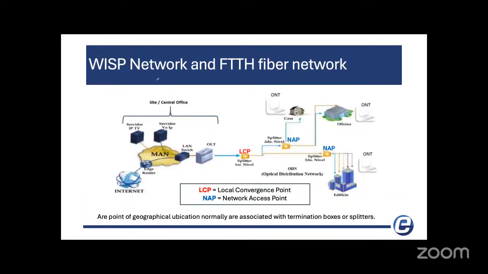Okay, so it's a little bit more of an explanation of how it works. We have the internet and we have a WISP right here in our service provider's main offices. We have our servers and everything's connected to the switch. That switch is connected to the OLT, and from there we have our local convergence point, and we split. That's our first level splitter. We split to a building, to houses, to offices, and then we have our second level splitter, and from there we split to all of the places we want to go.